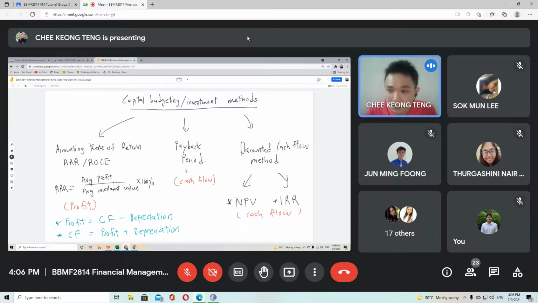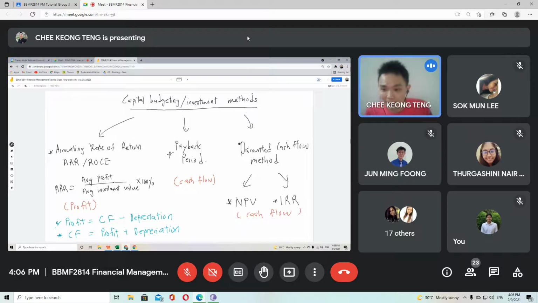Okay, we have payback period, we have discounted cash flow methods, which include NPV and IRR. So you can say that we have 4 methods: 1, 2, 3, and 4. ARR, payback, NPV, and IRR. Alright, and in here, the first thing you must know is, in the 4 methods, only ARR is a profit-based method. Profit-based method means that when we are evaluating by using this method, it is based on the profits generated by this investment.